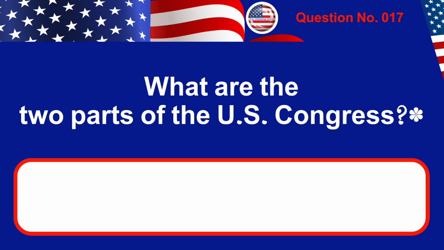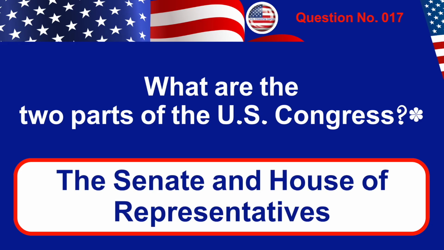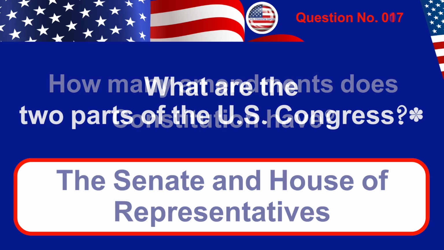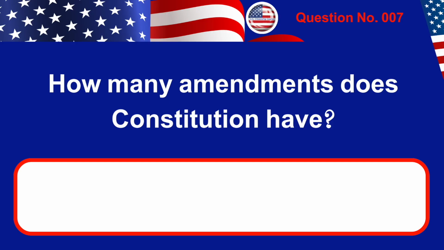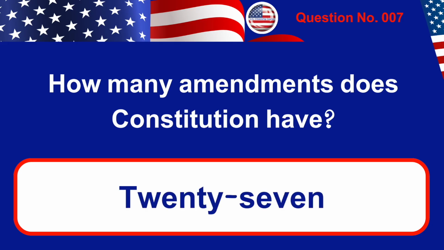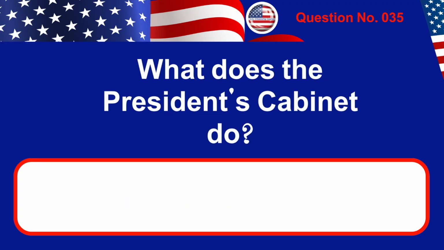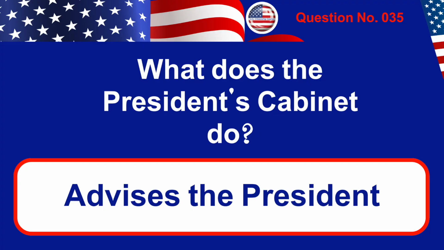What are the 2 parts of the U.S. Congress? The Senate and House of Representatives. How many amendments does the Constitution have? 27. What does the President's Cabinet do? Advises the President.